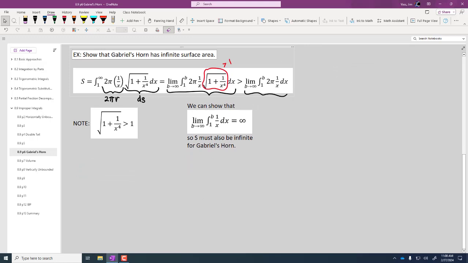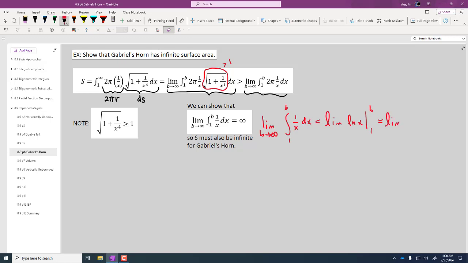Okay, so that's bigger than 1. So notice this right here. Let's see, how do we do this integral? If we are going to integrate from 1 to b, as b goes to infinity, 1 over x dx, what is the integral of 1 over x? Natural log of the absolute value of x. We don't need the absolute value because x is always positive in this context. So from 1 to b, we get the limit of natural log of b minus natural log of 1. Natural log of 1 is 0.